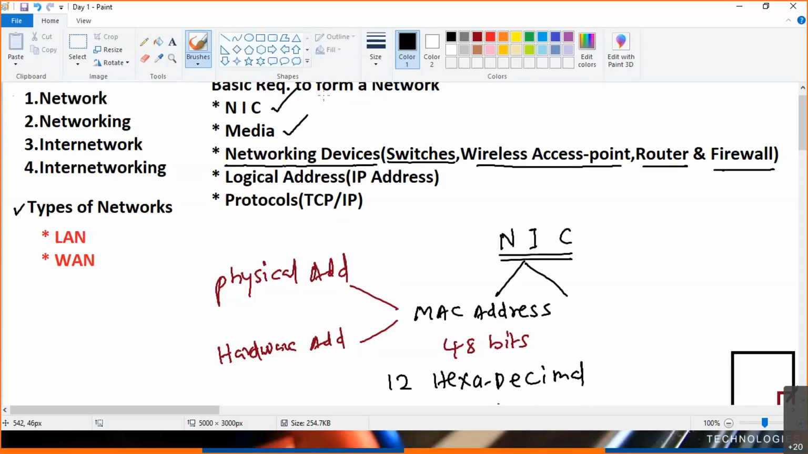So where do we use crossover cable? To connect similar type of devices, exactly. Same type of devices, cross cable. And where do we use straight cable? To connect different types of devices. Example? PC to switch, or PC to router. Yes, perfect. Then where do we use rollover cable? To configure the router, the router console port. Yes, for device configuration purposes, we use rollover cable.